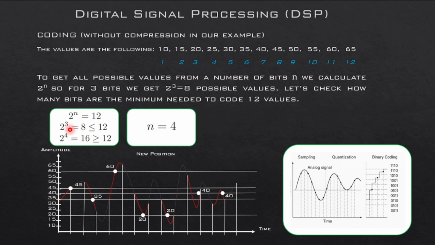We know that 2 to the power of 3 is equal to 8, less than 12. It's not sufficient. But 2 to the power of 4, that's 16. That's great. Why? Because 4 bits can give you 16 values, greater than 12 values. So use the 4 bits for the coding of 12 values, with an excess of 4 possible symbols. These are 4 bits. Exactly 16 possible values can be coded via 4 bits.